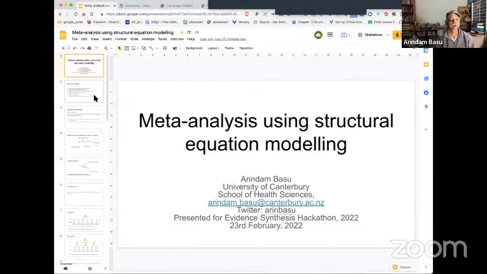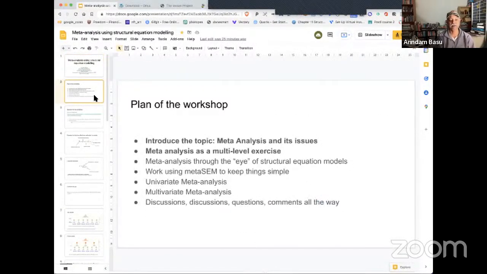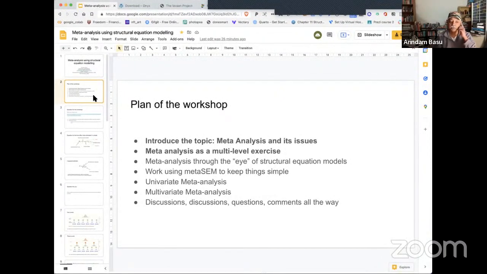So the plan of the workshop is going to be something like this: I'm going to talk about meta-analysis and some of the key things about meta-analysis that make it particularly useful for structural equation modeling to be segued into it, and emphasize that meta-analysis essentially is a multi-level modeling exercise. Then we're going to talk a little bit about what meta-analysis looks like to the eye of structural equation modeling and structural equation models. For this workshop, we will be using an easy to use, I say easy to use, but difficult to understand R package called metaSEM, which is written by Mike Cheung. Mike Cheung has done phenomenal work, including writing a book and a very readable paper in the Journal of Statistical Software on metaSEM. I encourage you to look it up.